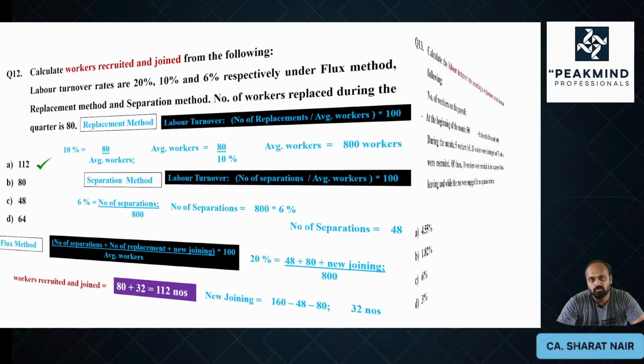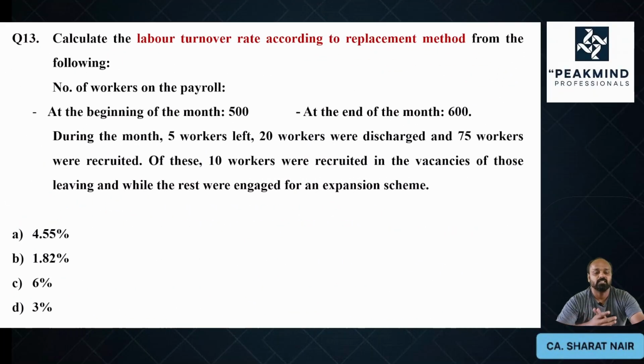Going further, question number 13. Question number 13 again talks about calculation of labor turnover under the replacement method. They have given us the data: opening number of workers and closing number of workers. They have also given that during the particular month, 5 workers have left, 20 workers were sent off, and 75 workers were recruited. Of these, 10 workers were recruited in the vacancies of those leaving.